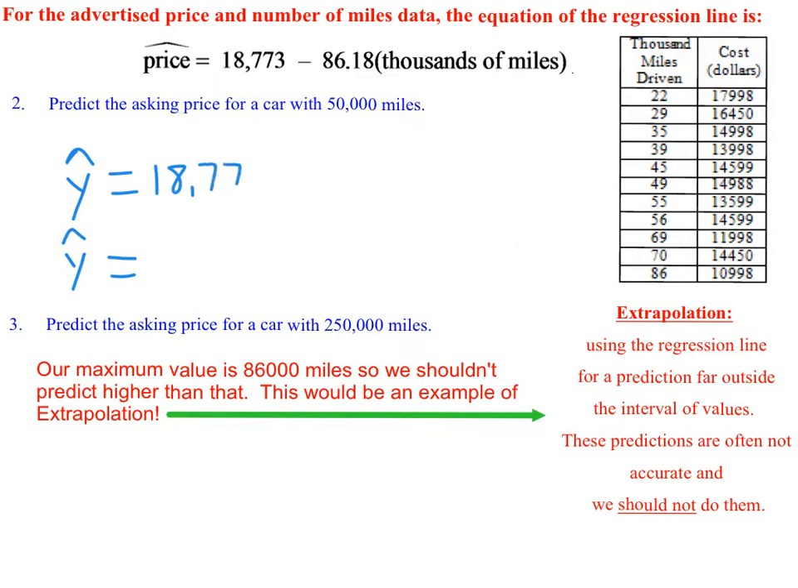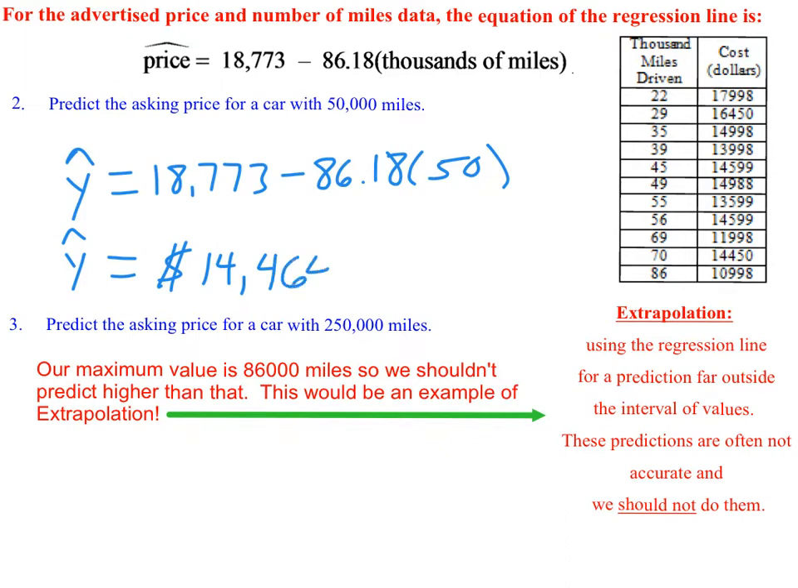All I'm trying to show you here is that you use it just like any other line, right? It's a function. I put in a mileage, 50 for 50,000. It gives us back a predicted asking price, in this case $14,464. Okay? Now this gets a little bit funny down here.